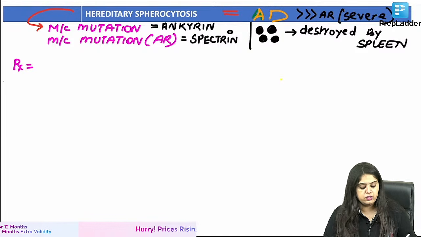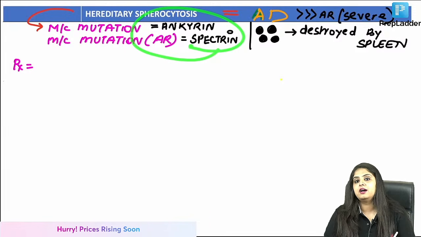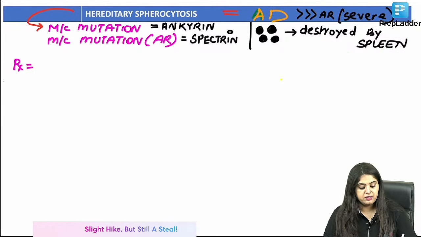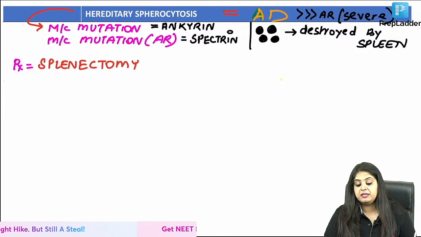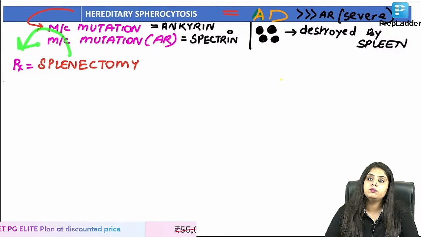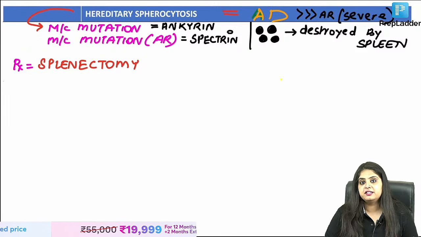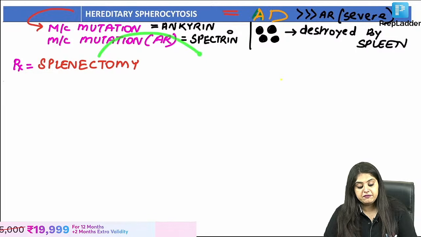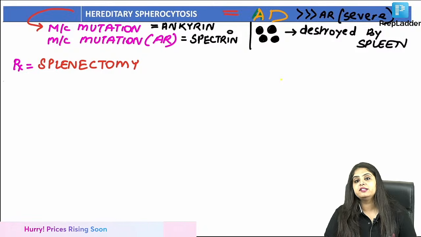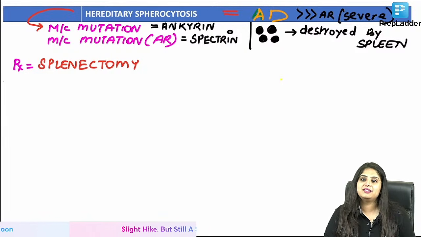So now what can I do? Can I treat the genetics? I can't. The patient is born with it and will die with it. But what can I do for the treatment? I can definitely do splenectomy. You know the questions of splenectomy. Before doing a splenectomy, what will you do? Ma'am, we will do vaccination against capsulated organisms. After splenectomy, which bodies can be seen? Howell-Jolly bodies. We have already studied this.